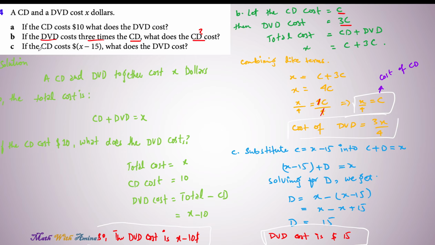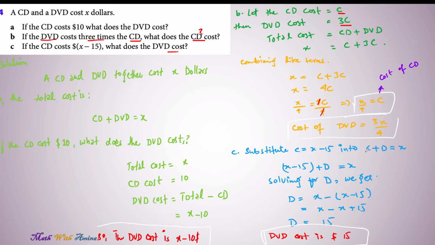Then we have the third part of the question, which gives us the information that if the CD costs X minus $15, what does the DVD cost? Here the cost of the CD has been changed. They say that the cost of the CD is X minus $15. So what is the cost of the DVD? Again we use the same general equation we had built, that CD and DVD cost is equal to the total cost.